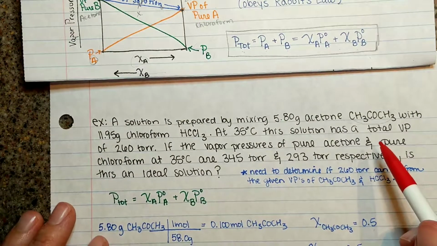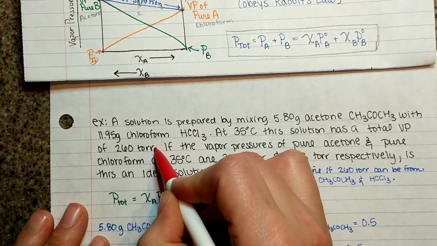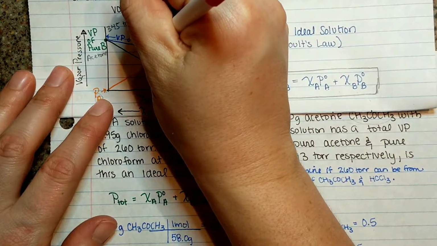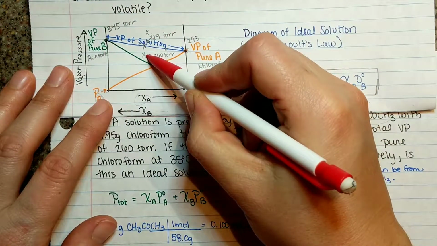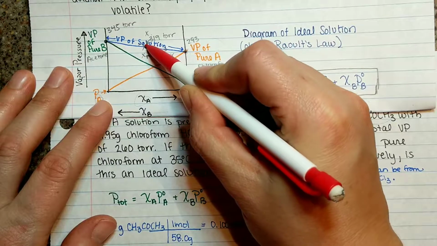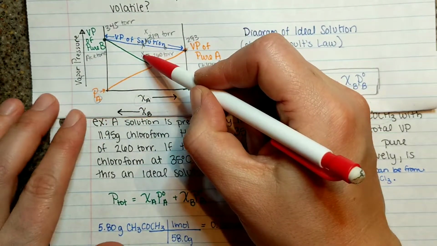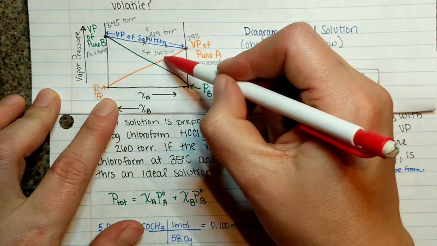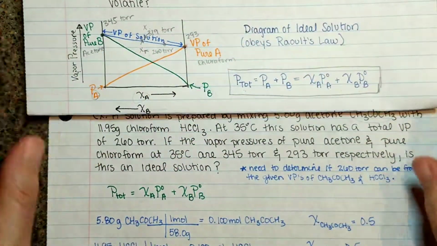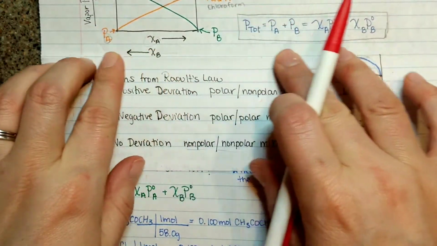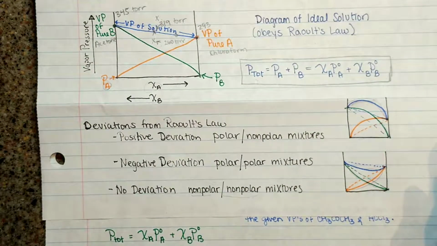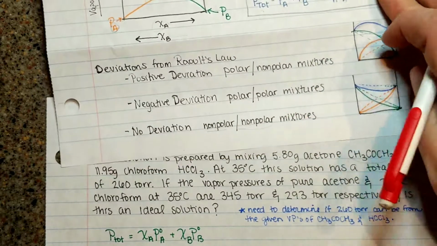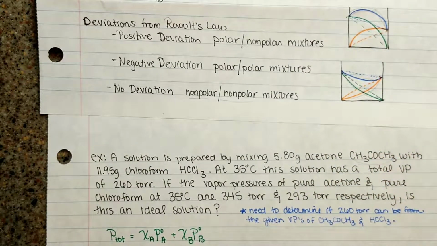What I have observed is 260 torr. So what I've observed is here, at 260 torr. Because what I've observed is lower than an ideal solution, that means that my solution here has a negative deviation. This also makes sense because we learned that when I mix two polar mixtures together, it'll have a negative deviation, and both acetone and our chloroform are polar.